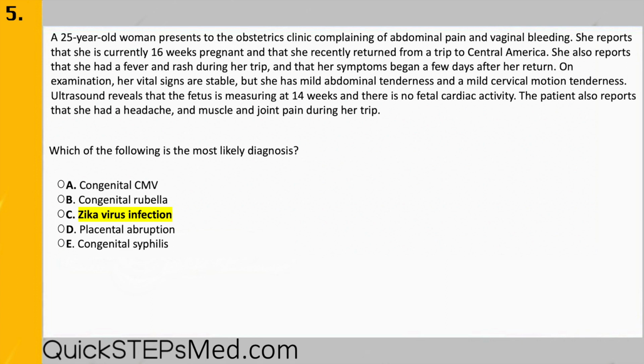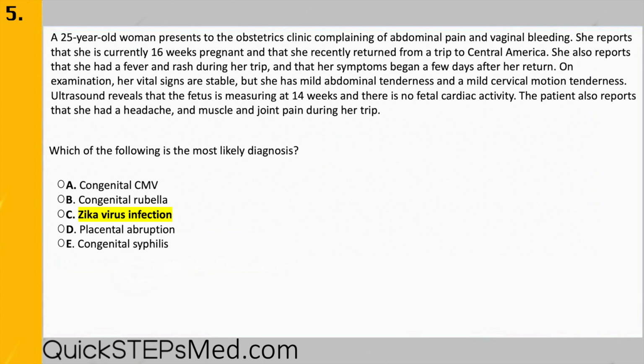So even though we established that C is most likely the correct answer, let's take a look at answer choice D, because I think this is a pretty interesting one. Placental abruption. Now that usually presents in the third trimester or late in pregnancy with abdominal pain and vaginal bleeding, usually heavy bleeding and hypertension. Now this patient doesn't have hypertension, right? Her vital signs are stable and they're within normal limits.